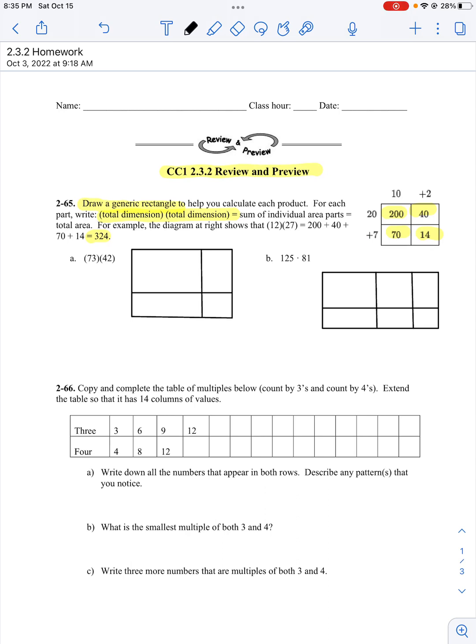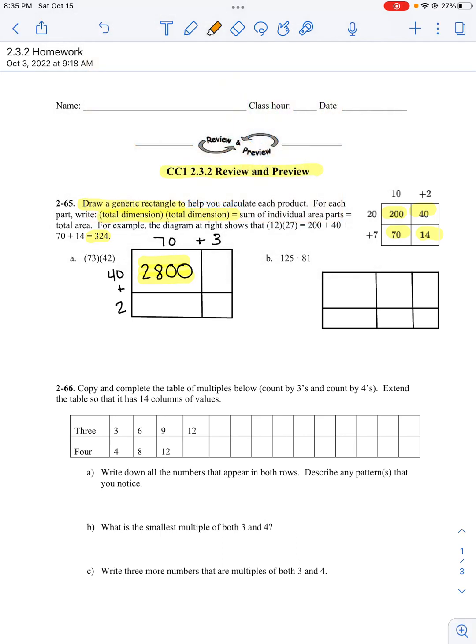So, part A, we're multiplying 73 times 42. So I'm going to write the numbers in expanded form. So I have 70 plus 3 and 40 plus 2. Just like before, we're going to multiply to find the area of each rectangle. The first one we're going to find is this top left one. 70 times 40, 7 times 4 is 28. And I have to make sure those zeros are there because I'm multiplying by my tens.